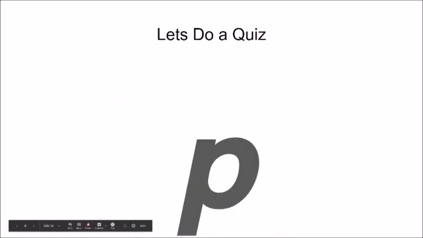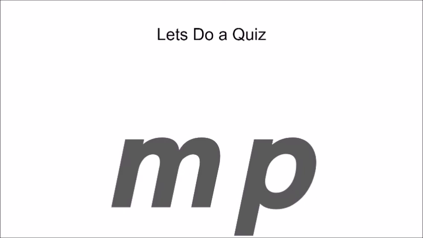Next up, we've got just a single P. Can you guess what it is? Nice, that's a piano. Finally, we have an M and a P next to each other. What is this one called? Nice, that's a mezzo piano.